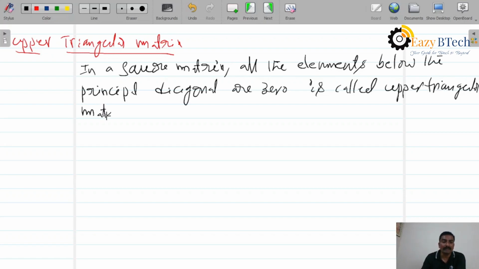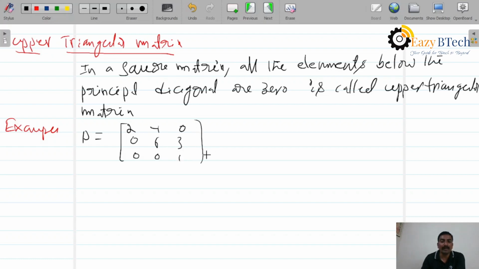Upper triangular matrix. See an example here. Suppose for example, in a square matrix, first we have to take one square matrix. Suppose P equals, first we take one square matrix, 2 minus 1 0, 0 6 3, 0 0 1. So this is a square matrix. Square matrix means, as you already know, it contains 3 rows and 3 columns. Therefore, it is a square matrix.